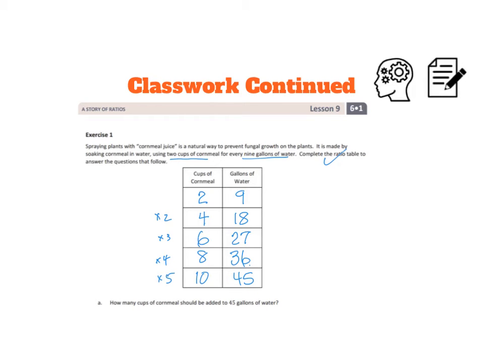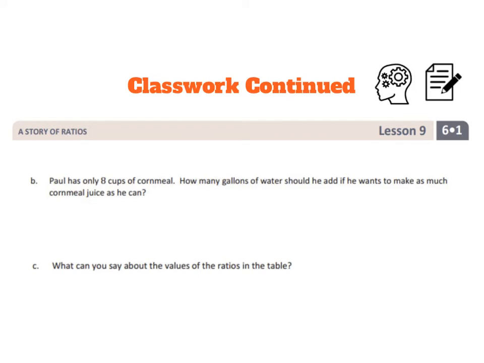How many cups of cornmeal should be added to 45 gallons of water? That would be 10 cups of cornmeal. Do you remember our original ratio is 2 to 9? Here we have: Paul has only 8 cups of cornmeal. How many gallons of water should he add if he wants to make as much cornmeal juice as he can?